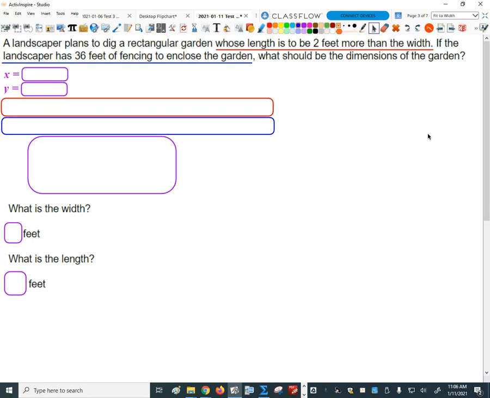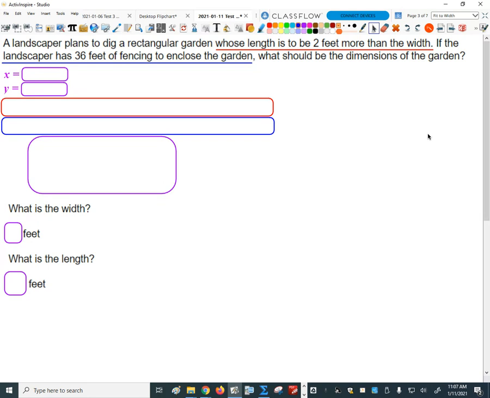Okay, next one. This is the other kind of application problem that you could see. This would be like a perimeter type problem. So a landscaper plans to dig a rectangular garden whose length is to be 2 feet more than the width. If the landscaper has 36 feet of fencing to enclose the garden, what should the dimensions of the garden be? So they're asking about the dimensions. So in this case, what does that mean?